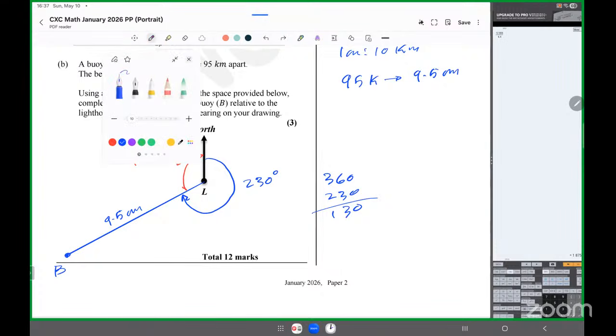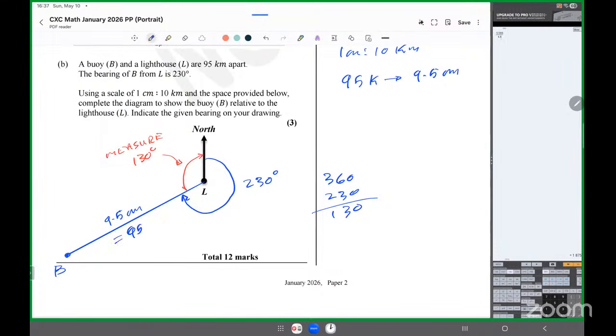You represent your 95 kilometers. But the question is on a scale of 1 centimeter to 10 kilometers. So 9.5 centimeters would represent 95 kilometers. That is 1 to 10, right? All right, so this will be equivalent to your 95 kilometers. So that is what it's supposed to have on your diagram, something looking like that. Measure this angle for 130 degrees. That's a nice way to do it.